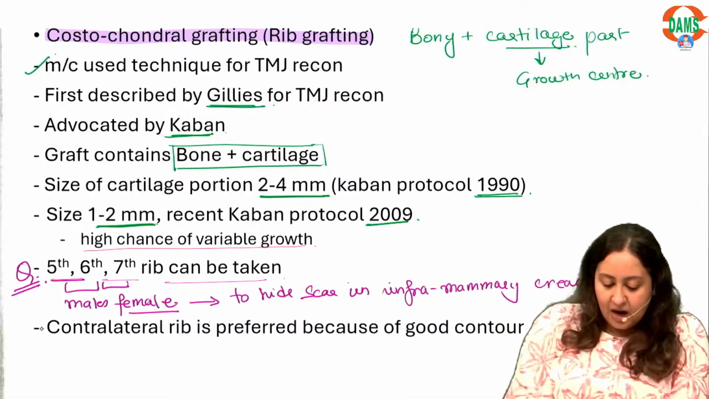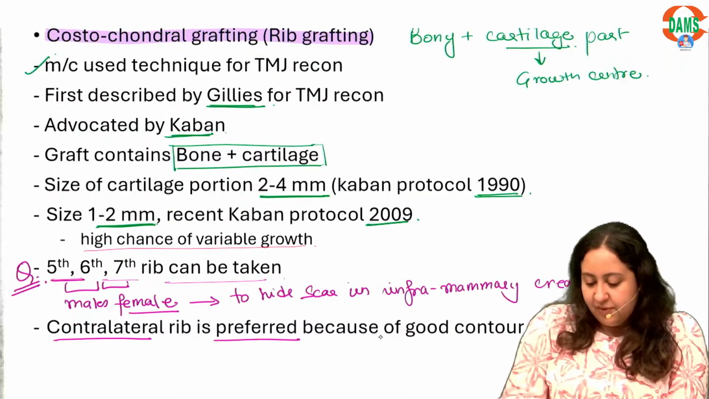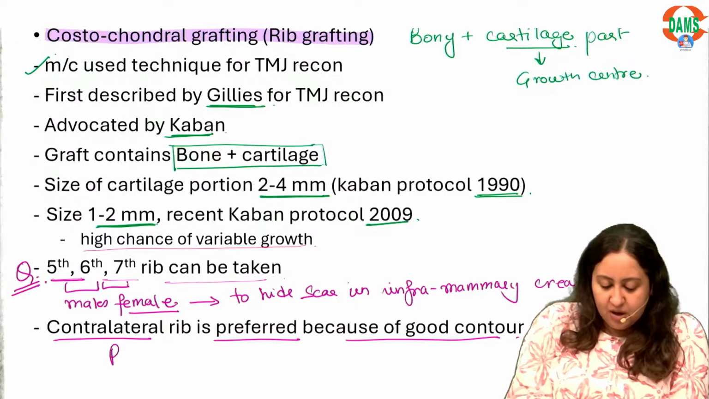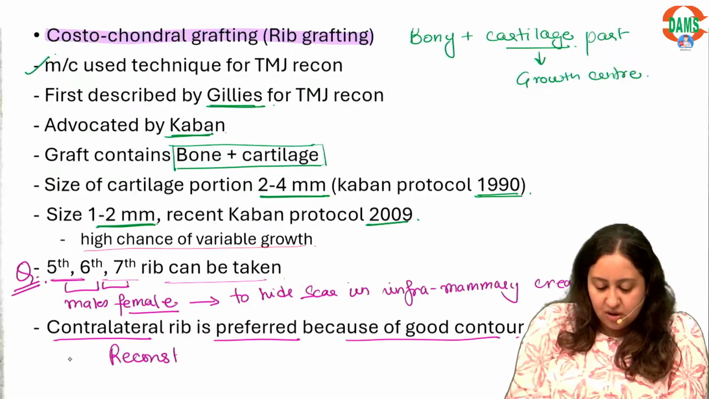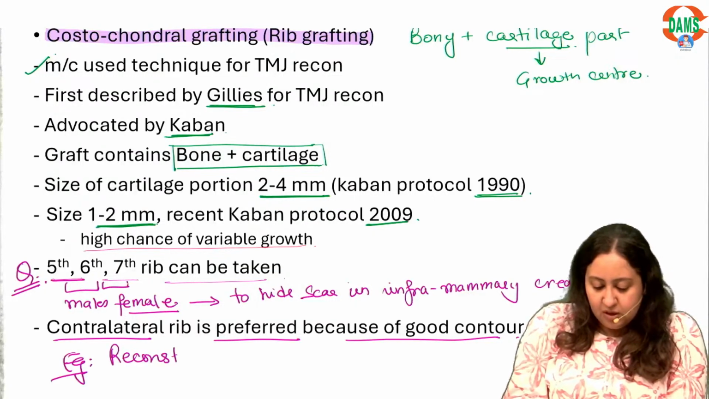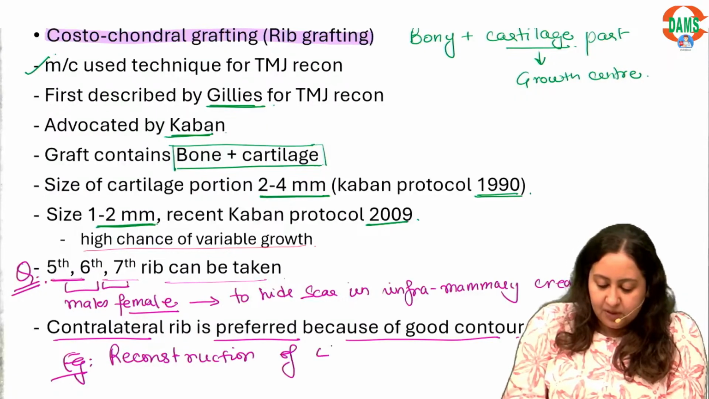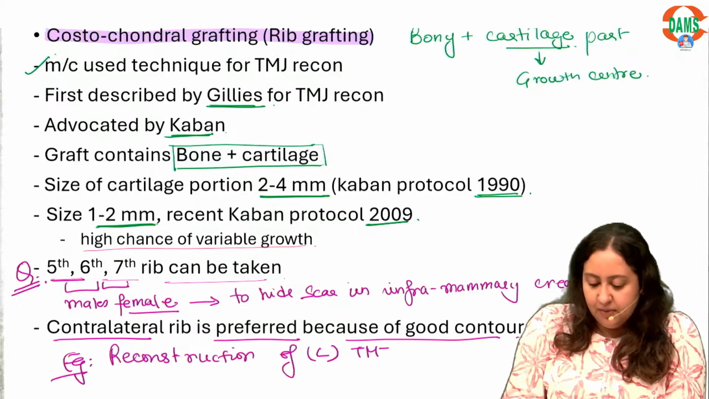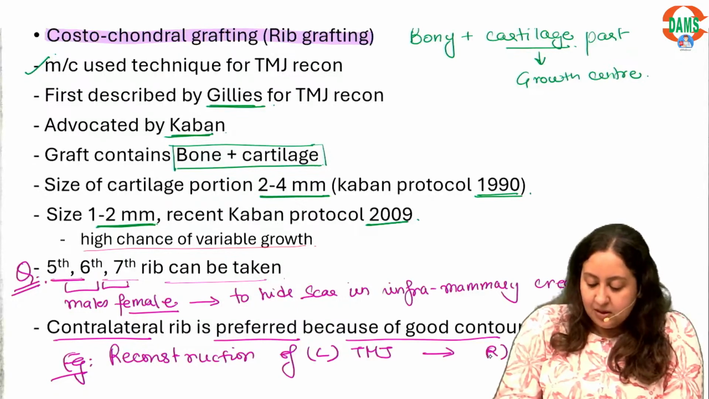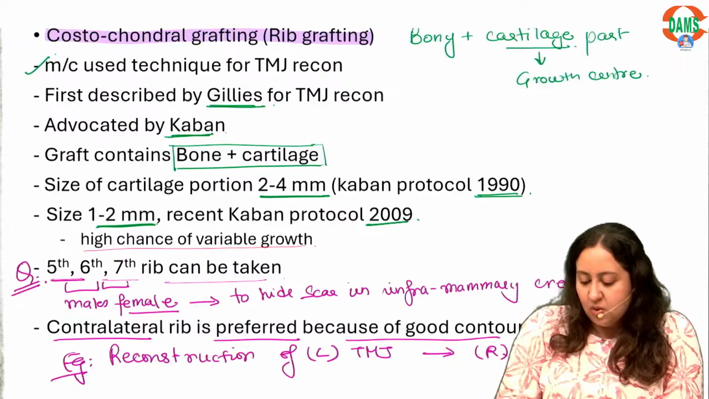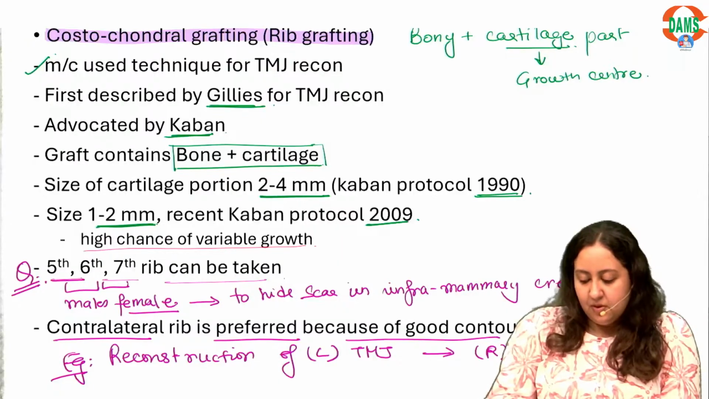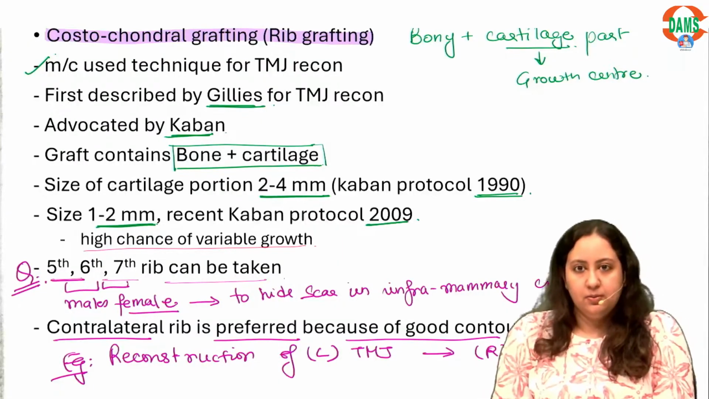Contralateral rib is preferred because of good contour. So if you are doing the reconstruction of, let's say, the left TMJ, you will always use a right costochondral graft because of its better contour.